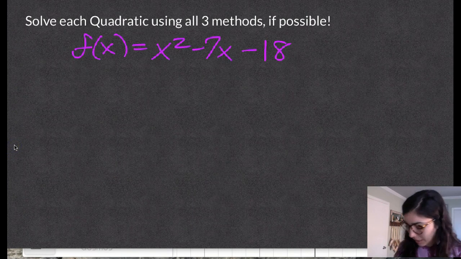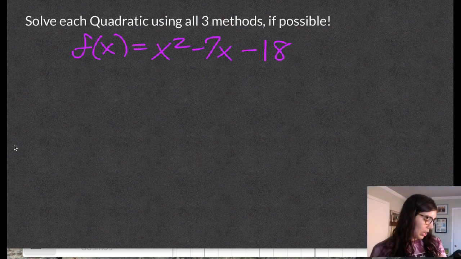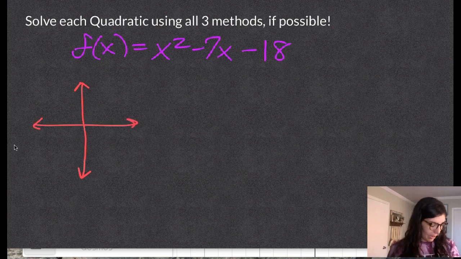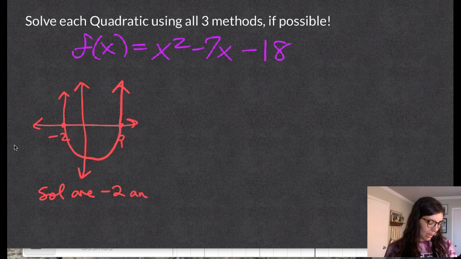Back on our paper, we're going to sketch that really quick. It doesn't have to be the most accurate sketch, but here we go by graphing. We have a graph, and we said the solutions were at negative 2 and at 9. So that's what our quadratic sort of looks like, give or take. So we would say that the solutions are negative 2 and 9.